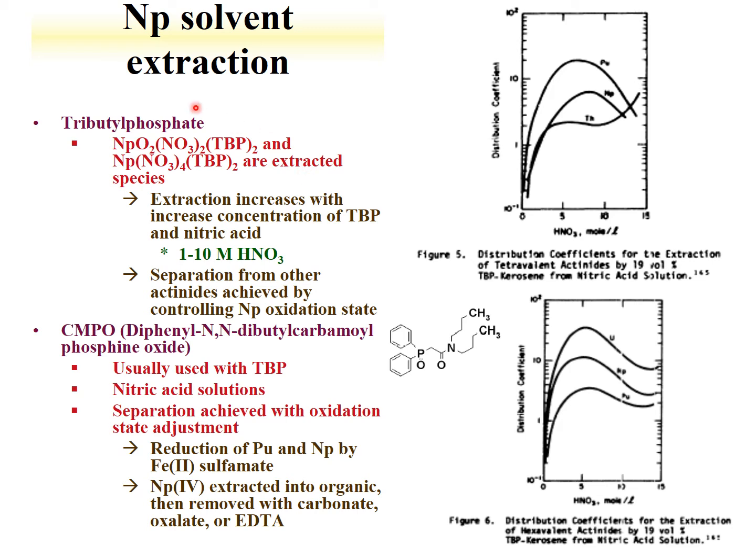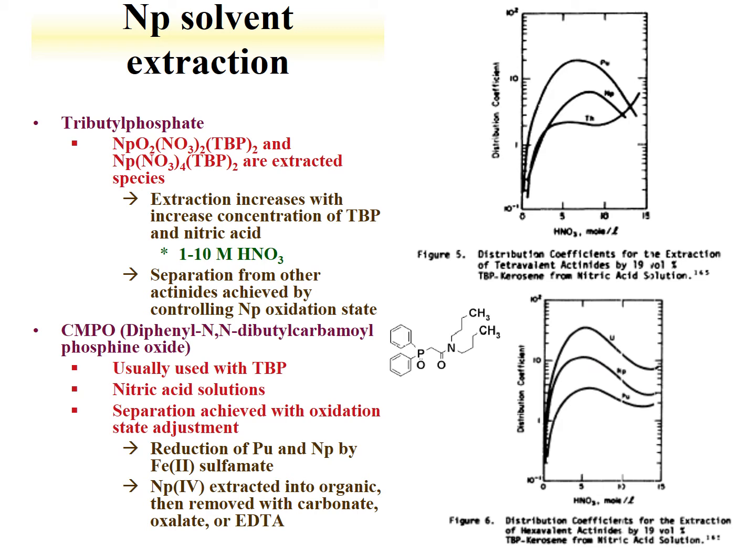We've already discussed the solvent extraction-based methods using tributyl phosphate, where, very similar to uranium, we get the neptunium-6 2-nitrate tributyl phosphate, and as we'll see with plutonium, the neptunium-4 with 4-nitrate tributyl phosphate system extracted. Data is shown here for the extraction of tetravalent neptunium and hexavalent neptunium.